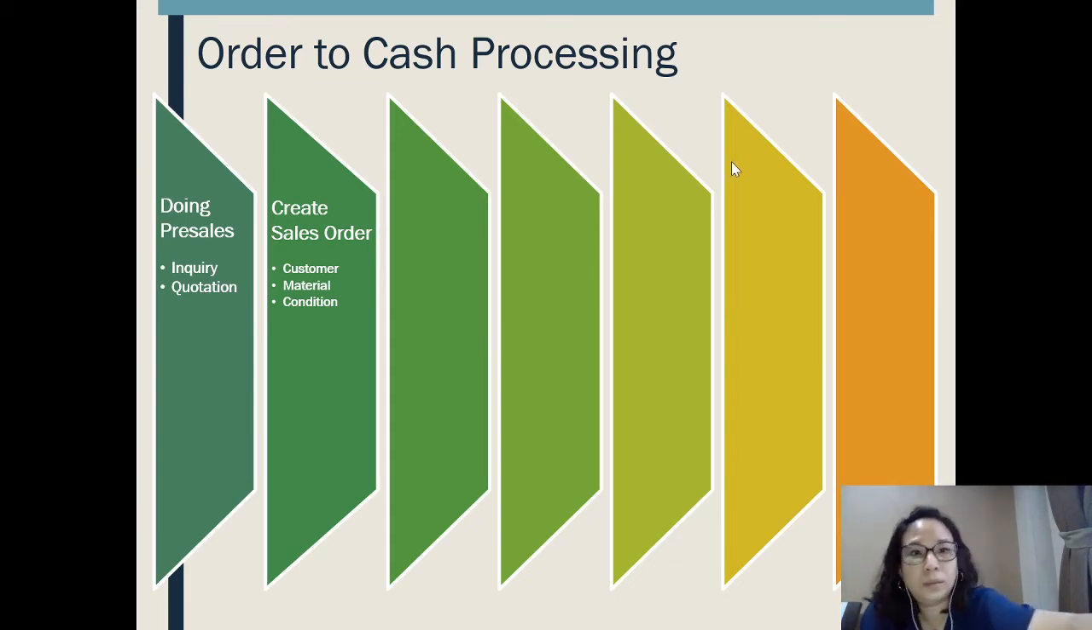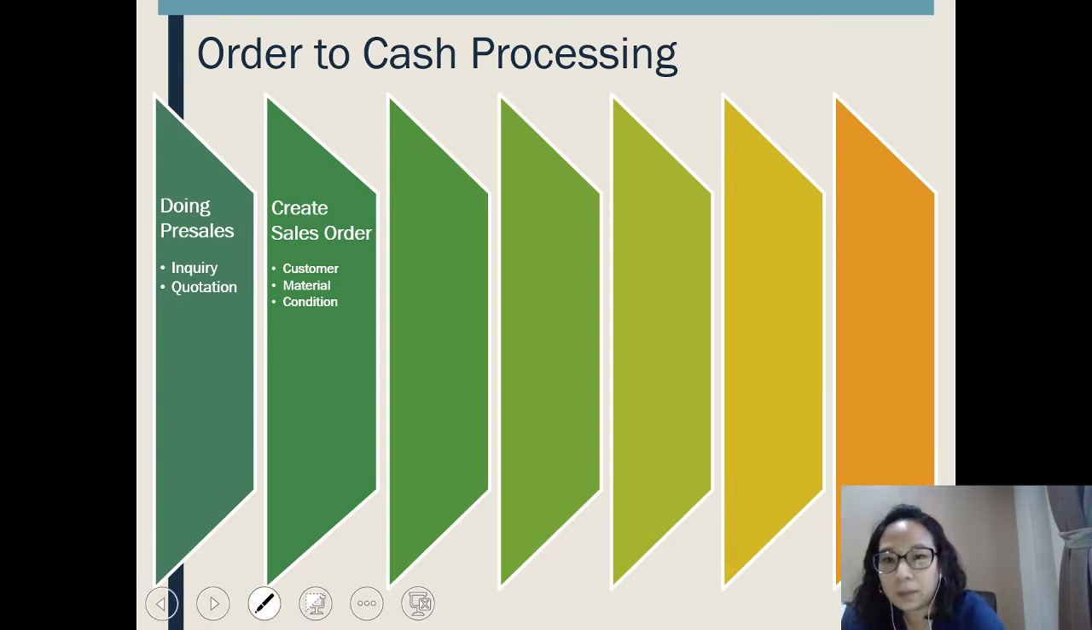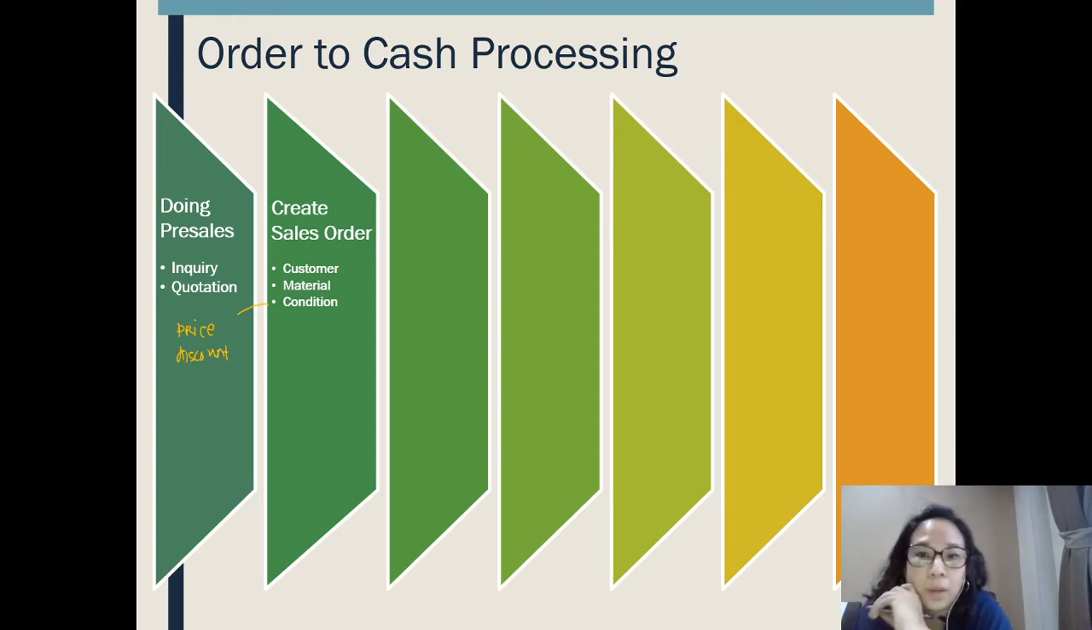Okay, so we can put here, the condition can consist of price and discount. The discount itself can usually be differentiated into many types of discount, for example, if we want to give a fixed discount.